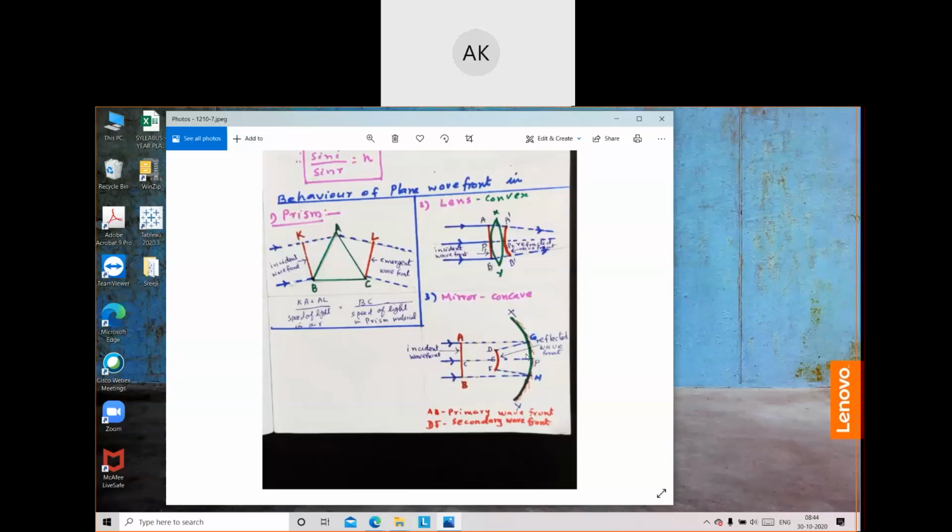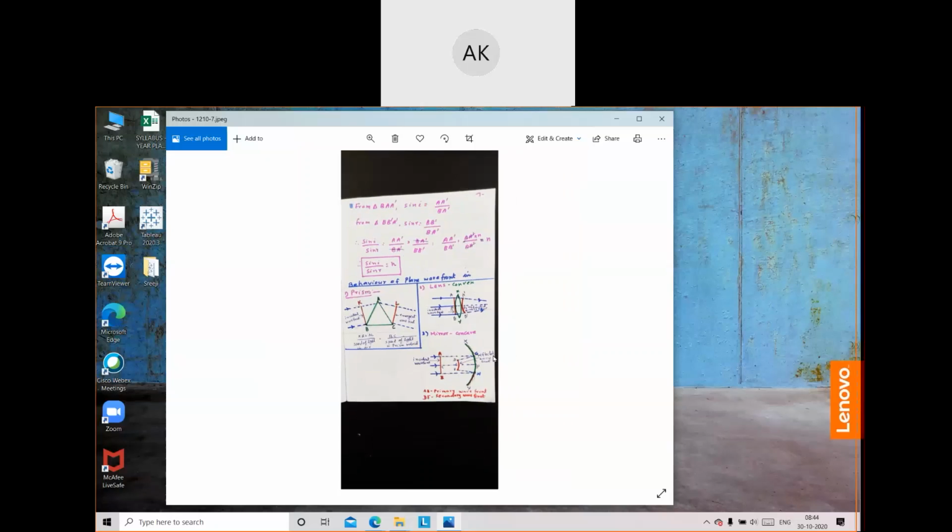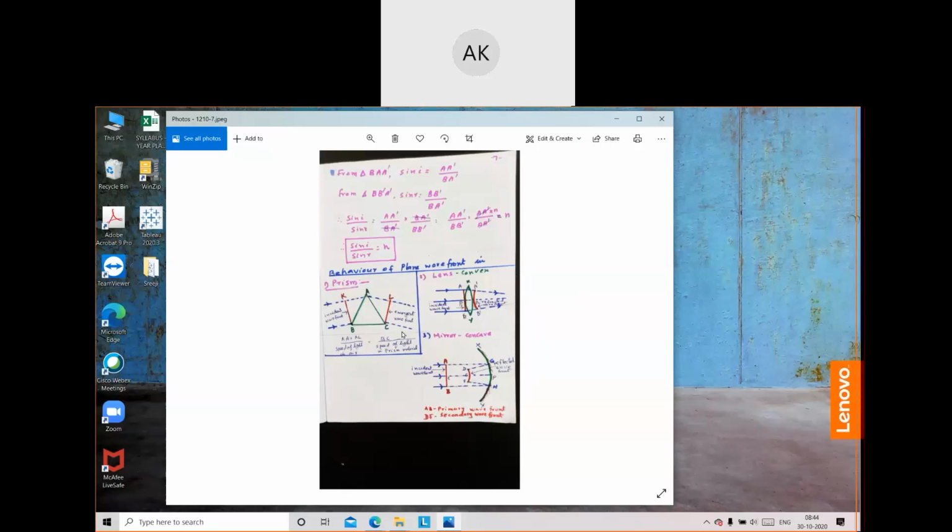Here it covers a lesser distance, because the wave from C has to move a longer distance here, and we get a converging wavefront itself. This will also converge somewhere. Here it will converge. So this is the explanation of the behavior of a plane wavefront in a prism, lens, and mirror. A 1 mark question is usually asked on this.